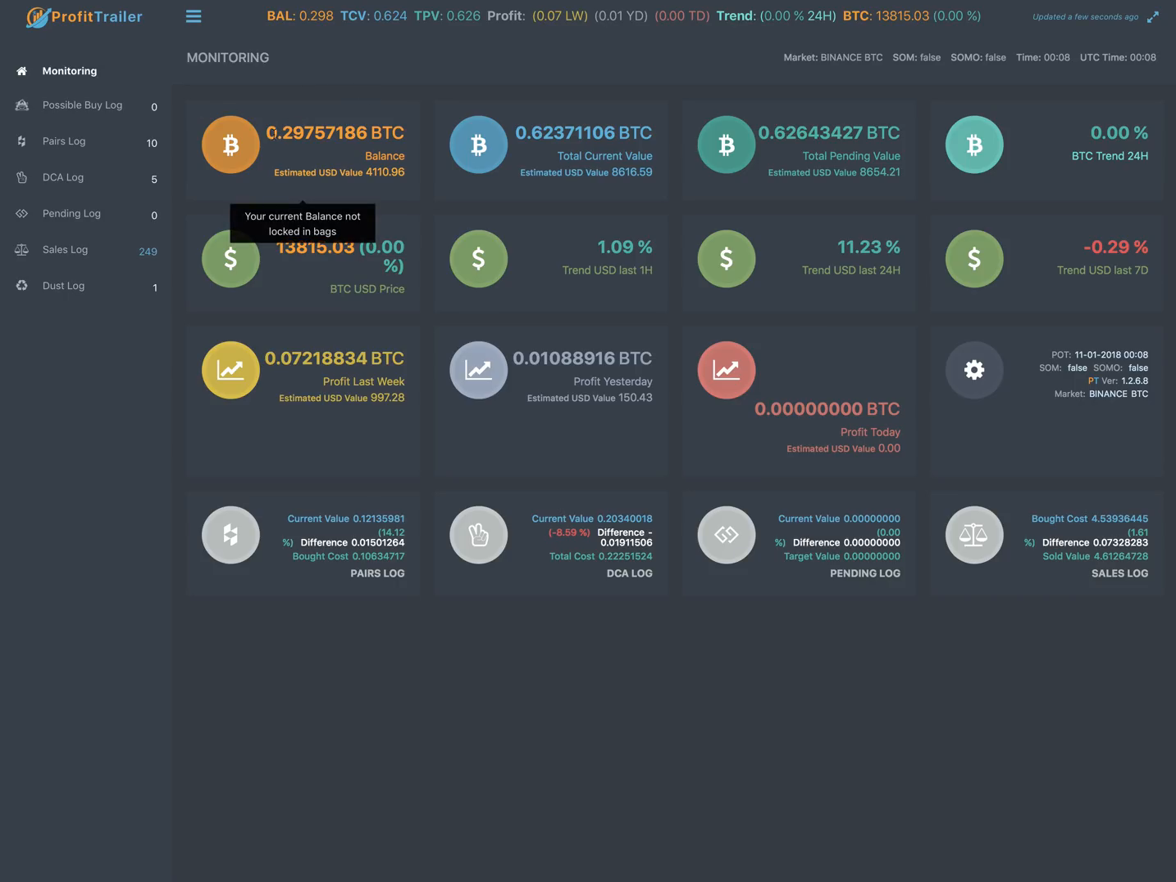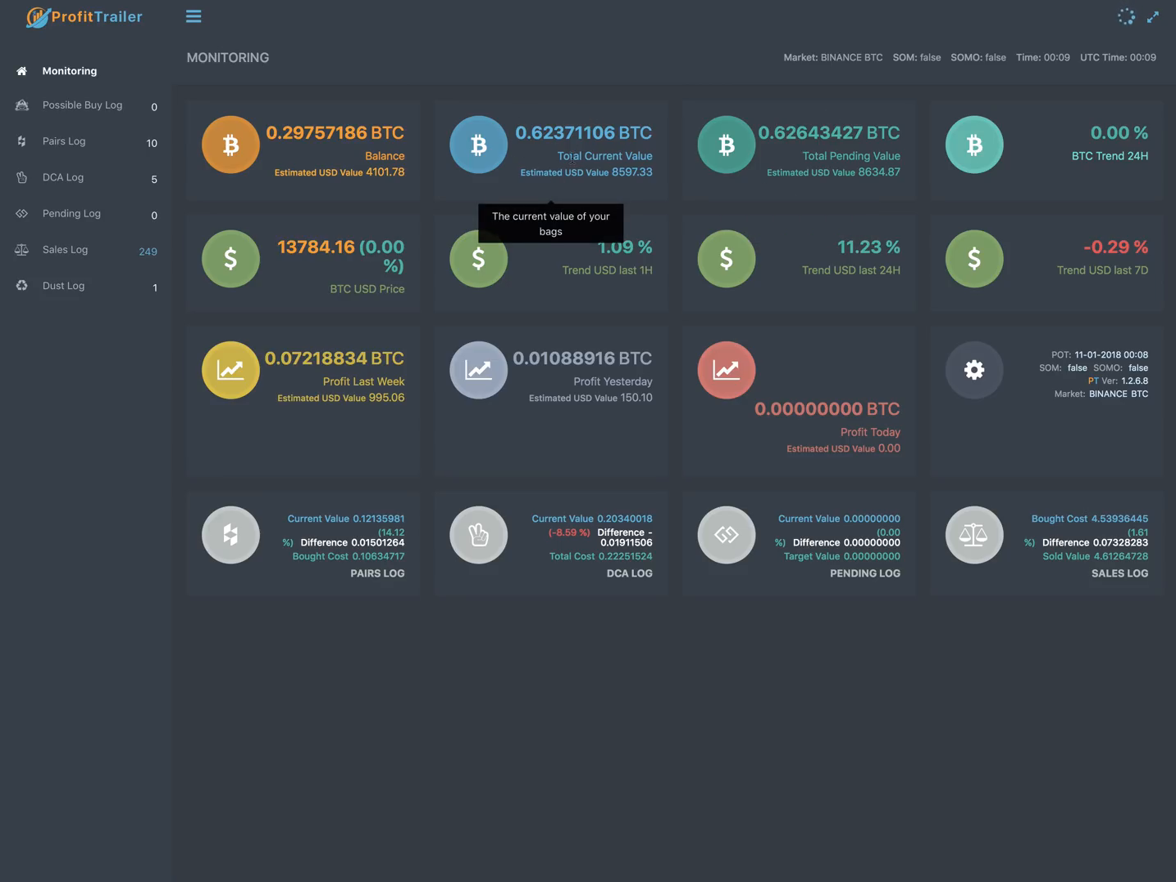On this monitoring page, you have all the information you really need to monitor your success or your failures with this bot, and I'll just go through it. Right now, my bot is running on Binance, though you can run it on Poloniex, Binance, or Bittrex. My bot right now is holding 0.297 Bitcoin, which is about $4,100. Then I look at this one.